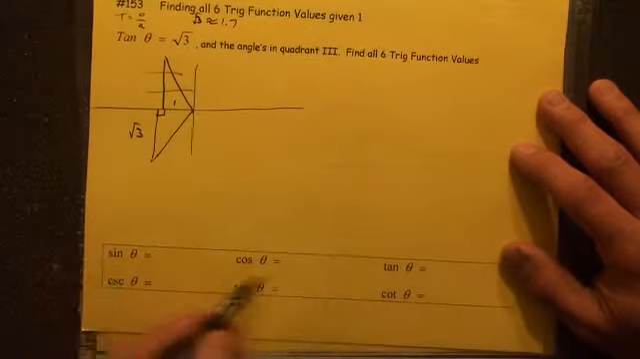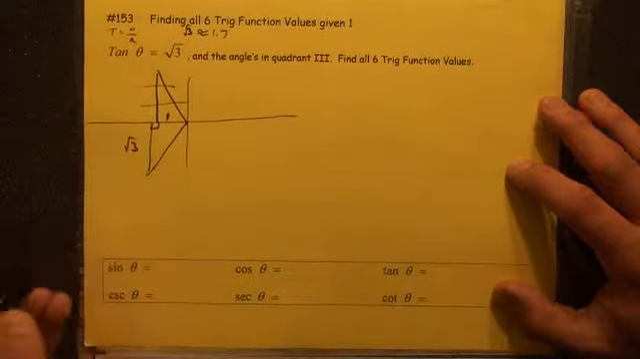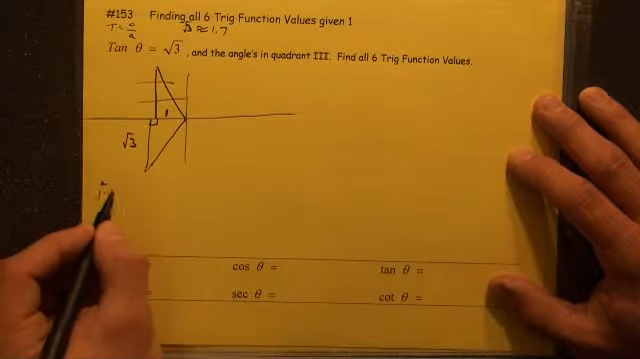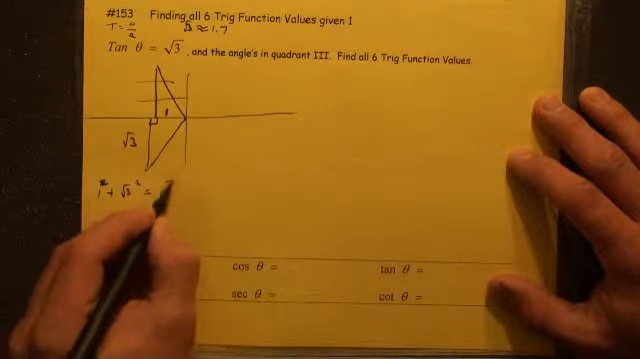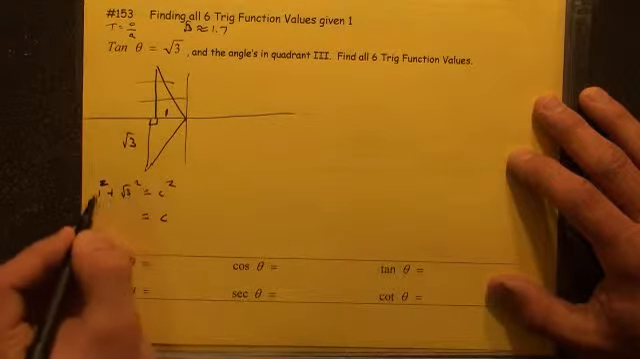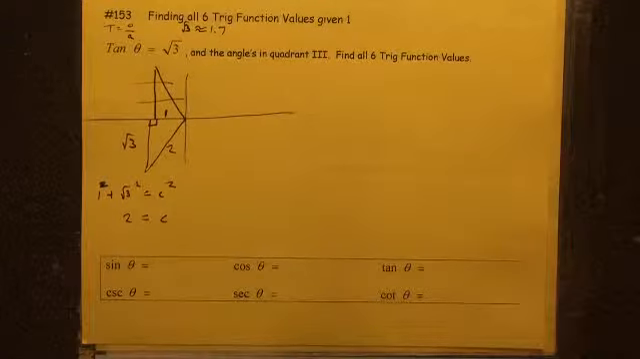Now, in order to find these 6 trig function values, we need to find the hypotenuse. So we're going to need to do the Pythagorean theorem. So we're going to do 1 squared plus root 3 squared equals c squared. That's going to give us 3 and a 1, square root. That gives us 2. So this is 2 here.